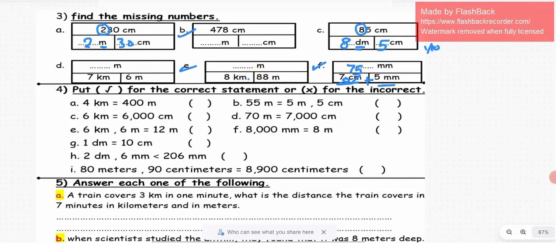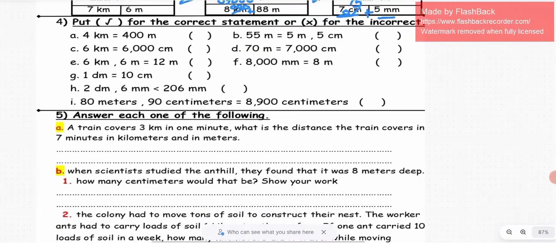8 kilometer and 88 meter, put plus. Change kilometer, put 3 zeros, it will be 8,000. Now 8,000 plus 88 will be 8,088. Put 0 in the hundreds place, then 88. Now put right or wrong. 4 kilometer equals 400 meter. I'm going to find the answer by myself, then check his answer. Kilometer to meter, I put 3 zeros, so it has to be 4,000, so this is wrong.